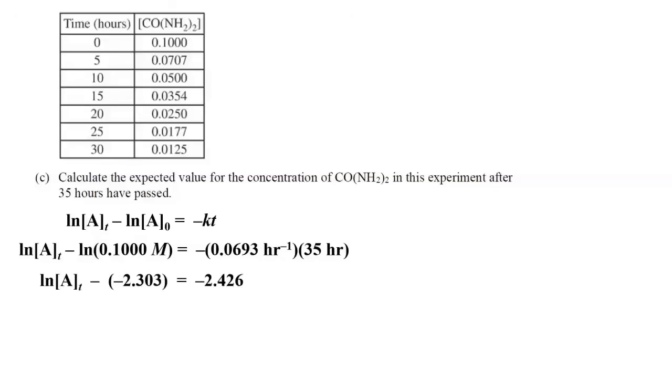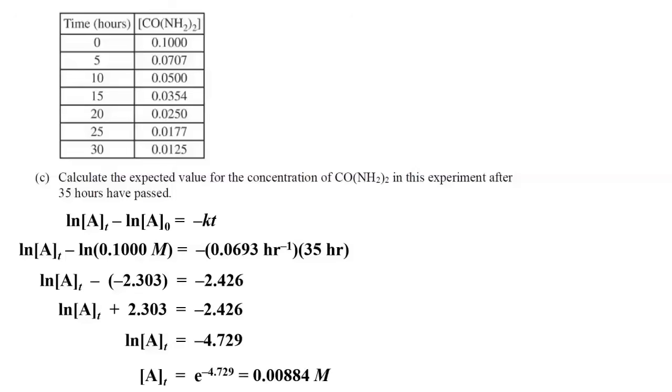So I do the math, and when I get to the point of saying that the natural log of the concentration at time t is equal to negative 4.729, all I have to do is the opposite of natural log, which is e to the x power. So e raised to the negative 4.729 on my calculator is the concentration at 35 hours. 0.00884 is what I get.